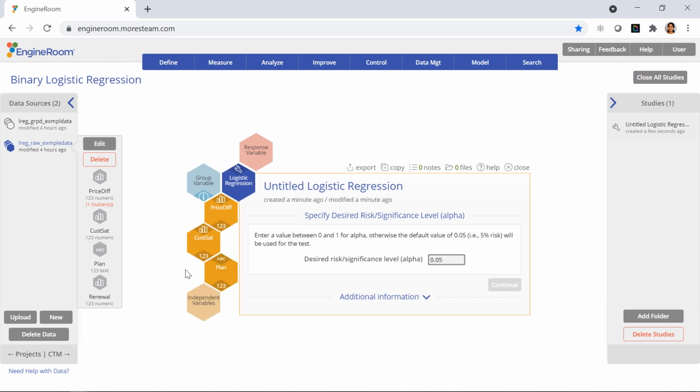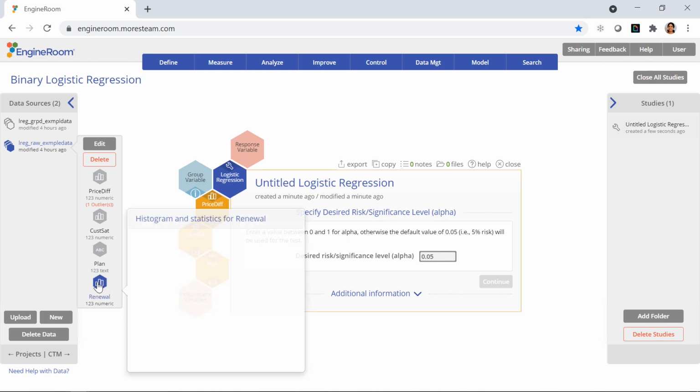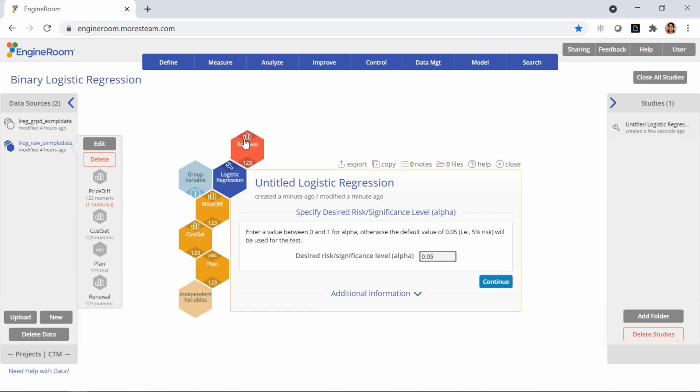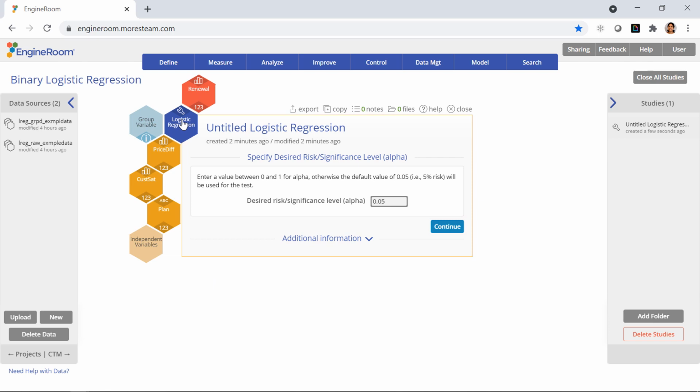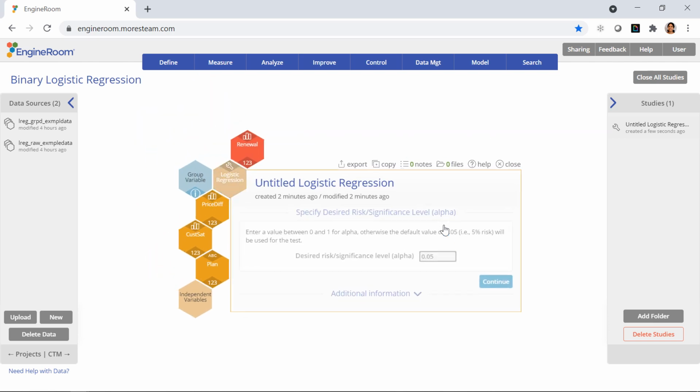After attaching price differential, customer satisfaction, and plan type onto the study, you can drag the binary response renewal onto the response variable drop zone. At this stage, you're ready to move forward. Leave the default significance level at 5% and click Continue.